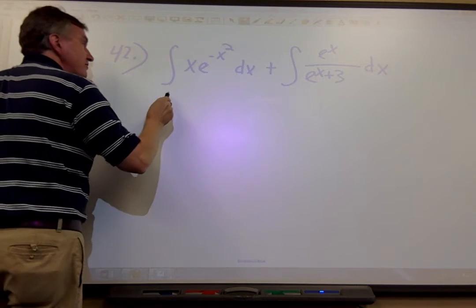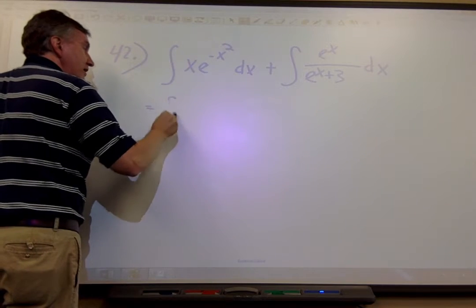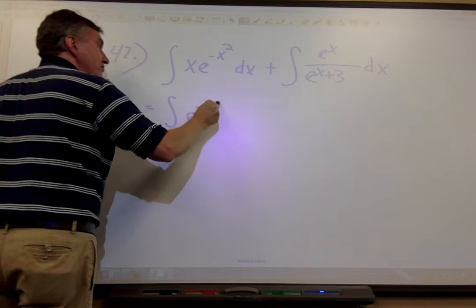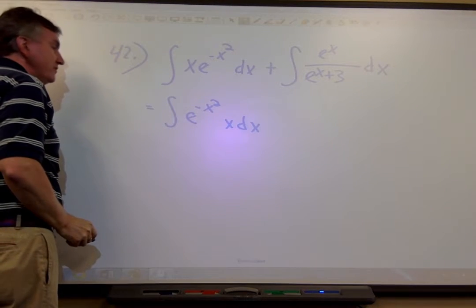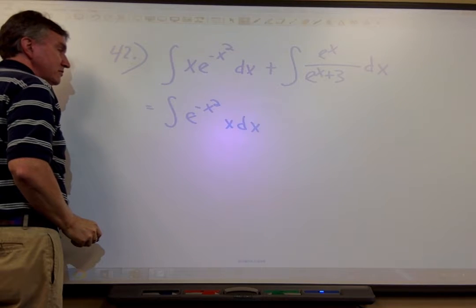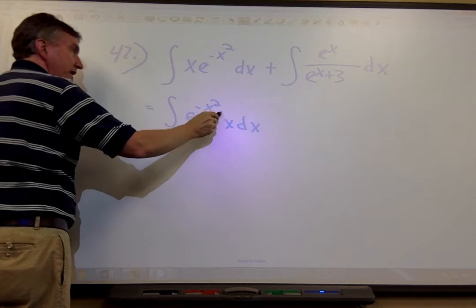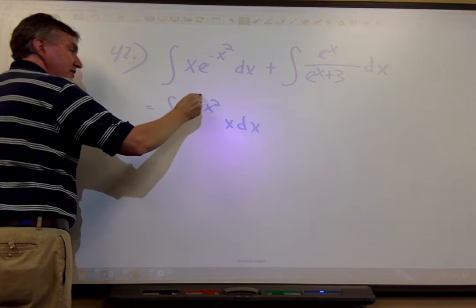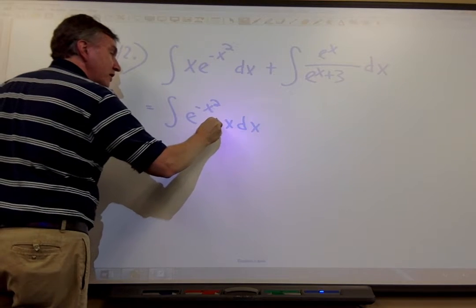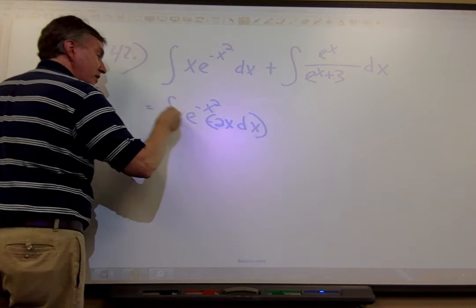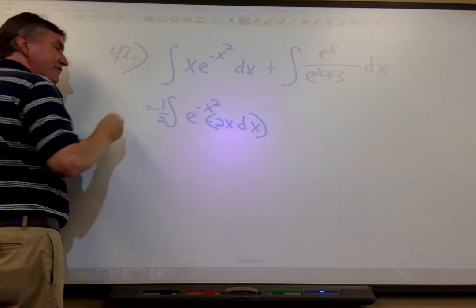Would you agree that this one I could rewrite as e to the negative x squared x dx? But what's missing? It's not complete. That derivative is negative 2x, isn't it? So what do I need to put here? A negative 2, a negative half outside.